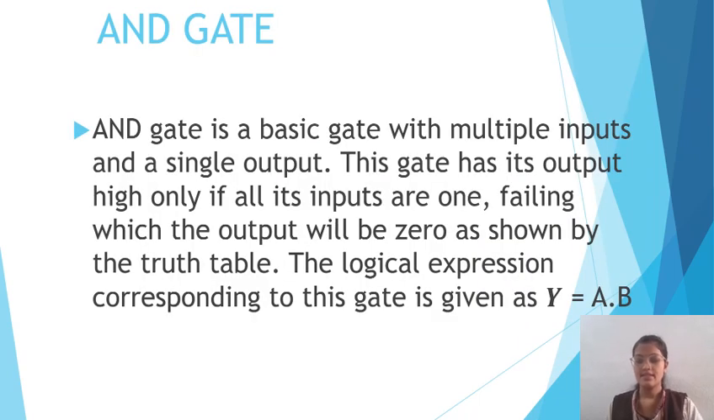The next gate is the AND gate. The AND gate is a basic gate with multiple inputs and a single output. The gate has its output high only if all its inputs are 1, otherwise the output will be 0, as shown by the truth table. The logic expression corresponding to the gate is given as y equals a dot b. It means the multiplication of the two inputs gives the output. This is about the AND gate.